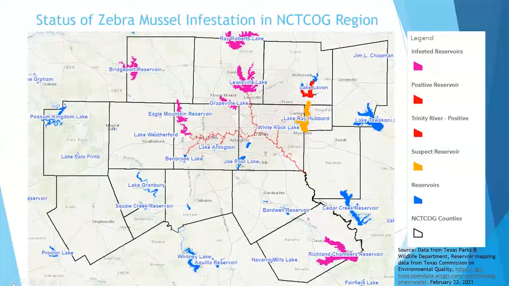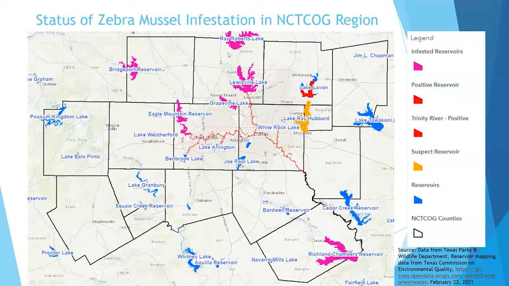Okay, so now we are going to shift our discussion to zebra mussels, an invasive and very problematic freshwater mussel from Eurasia. Before I introduce our next speaker, John Tibbs, I wanted to share a map that shows the reservoirs in the 16-county NCTCOG region and highlights those that are infested with zebra mussels to various degrees. The dark purple reservoirs are infested with zebra mussels in our region, and that means they have an established reproducing population.